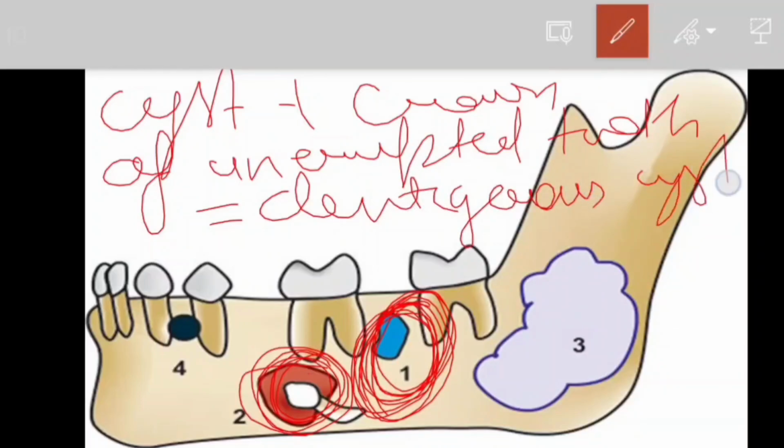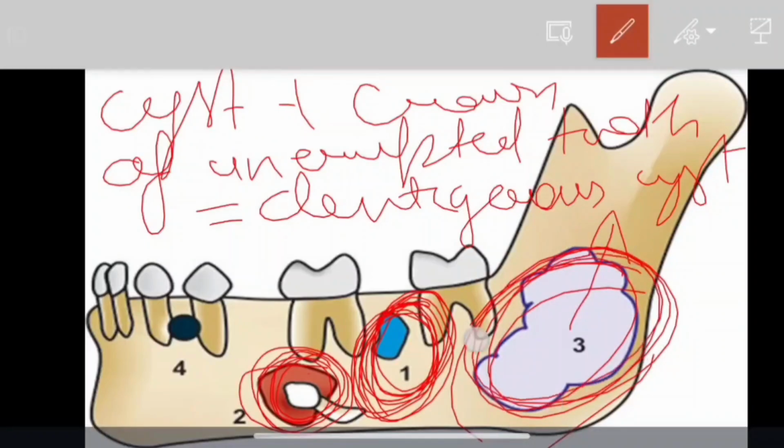Okay. Now look at the number 3. So this is a large expansile lesion in the posterior mandible which is extending towards the ramus. Now here the important point for the diagram is the posterior mandibular location and the large extent. So when discussing this picture, focus on the location and the appearance rather than trying to identify it only from the number. So what is this? This is the odontogenic keratocyst.